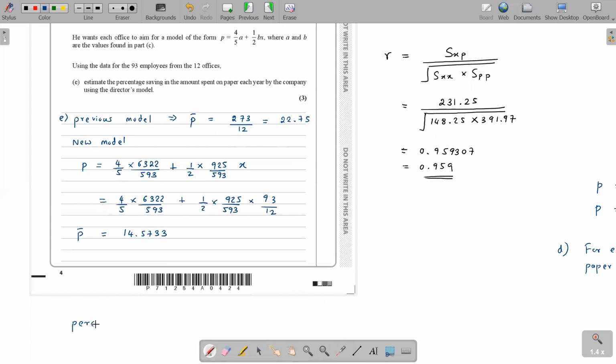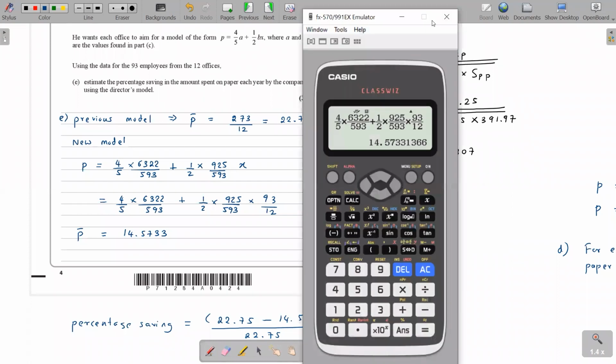So percentage saving. How much are we saving? The saved amount over the original amount times 100. So the saved amount is 22.75 minus 14.5733, divided by the original value, 22.75, times 100. It's best if you could use all the decimals here.